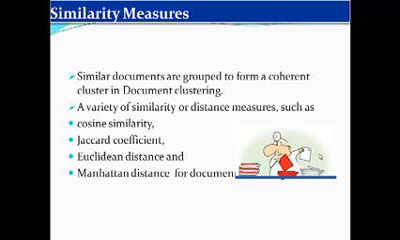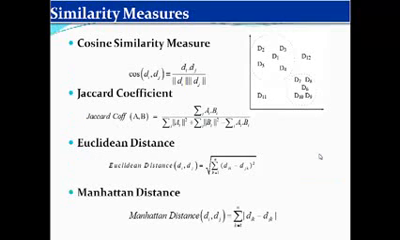Similarity measures. Similar documents are grouped to form coherent clusters in document clustering. A variety of similarity measures such as cosine similarity, Jaccard coefficient, Euclidean distance, Manhattan distance are used for document clustering. These are the various similarity measures and its formula.